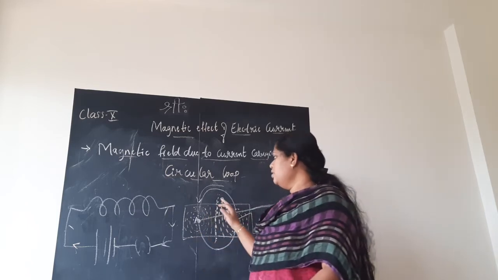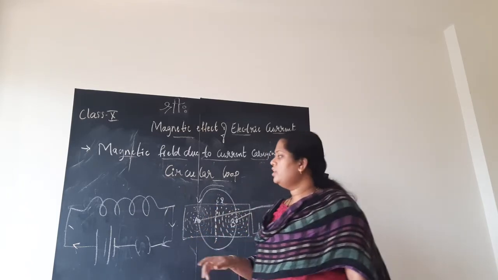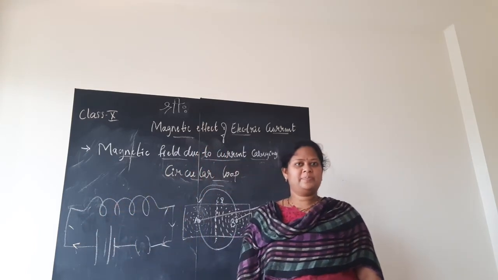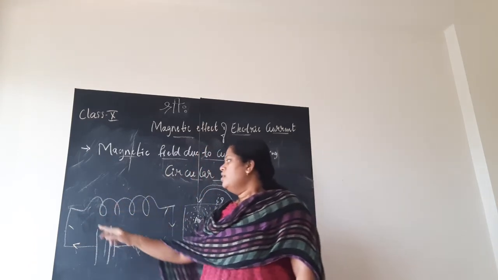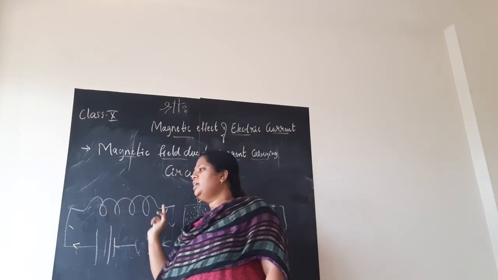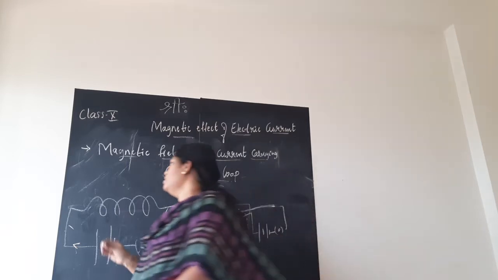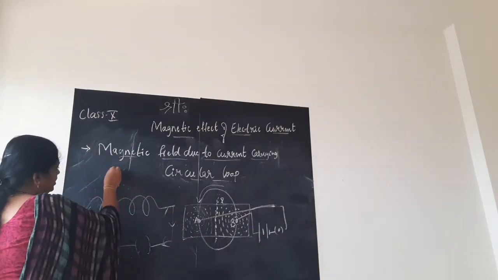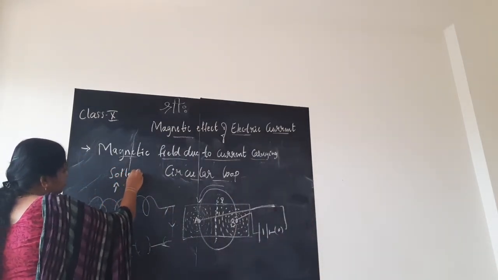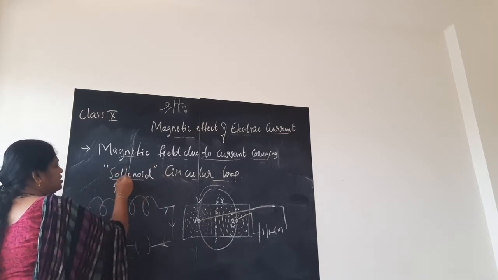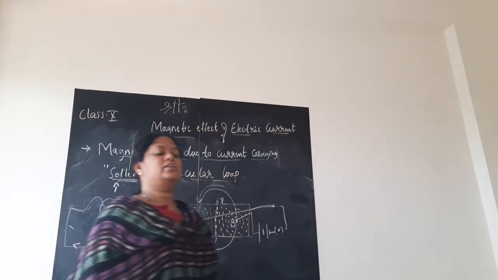Now one loop only we understood the concept. Now we are understanding the circular loop with many number of turns. Yes? Now I have a circular wire with many number of turns. This pattern is called, children, a solenoid. This is a very, very important and repeatedly asked question about the solenoid, children.